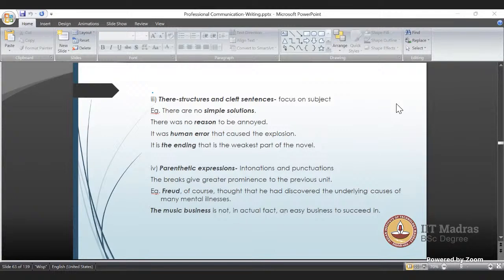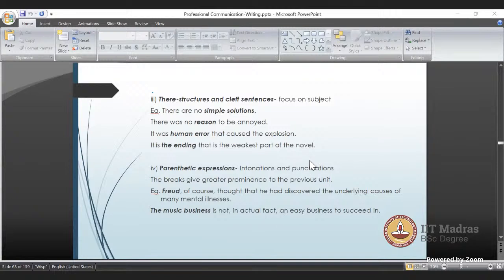They are grammatical because they don't have any meaning of their own, both there and it in the sentence. They are only there to fulfill the requirement. They sit in that position because we need a subject. However, the main part, the logical subject, in all the four sentences we can identify: simple solutions, reason, human error, and the end. So these kinds of constructions using there and it are referred to as cleft constructions.